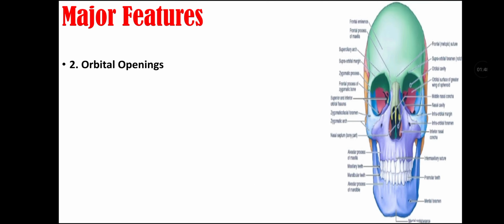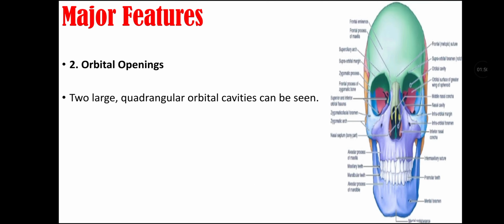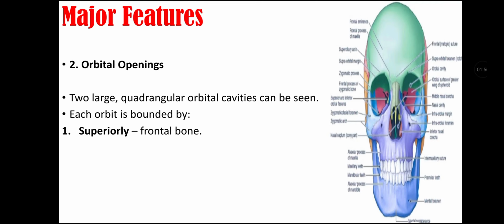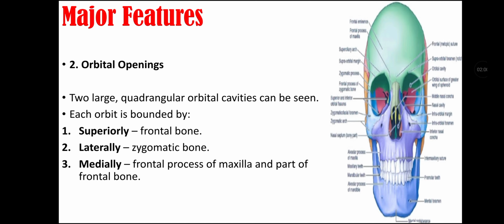Next region of norma frontalis is orbital opening. There are two large quadrangular orbital cavities that can be seen from norma frontalis. Each orbit is bounded superiorly by frontal bone, laterally by zygomatic bone, medially by frontal process of maxilla and part of frontal bone, and inferiorly by the maxilla and zygomatic bone.